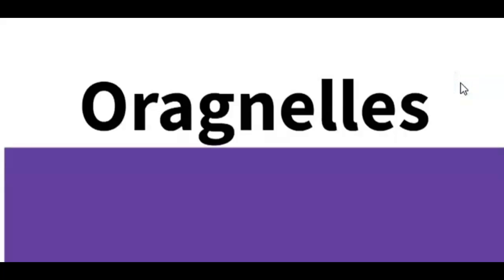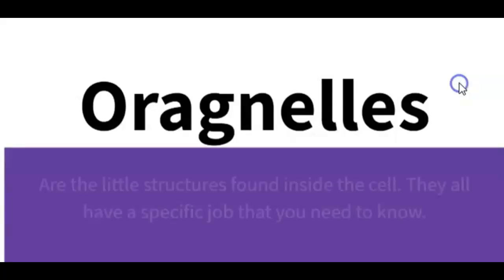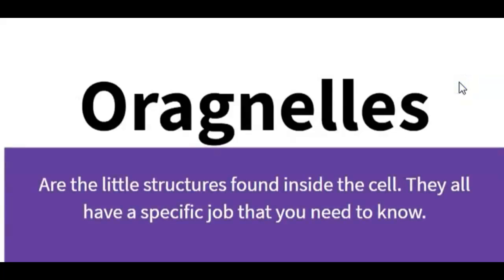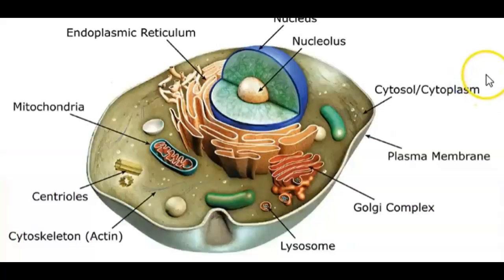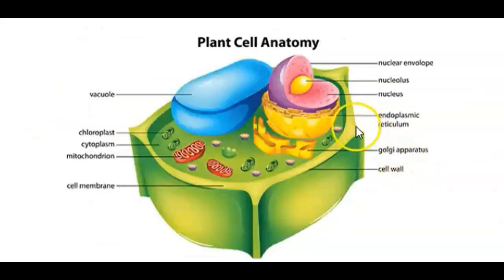All right, today's topic is organelles. These are the little structures found inside the cell. They all have a specific job that you need to know. So looking here, this is an animal cell. I have a nucleus. I have the ER, which is the endoplasmic reticulum. I have a cell cytoplasm. I have mitochondria.